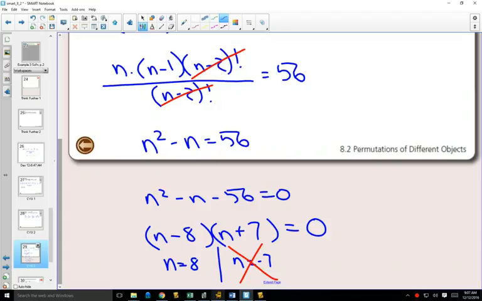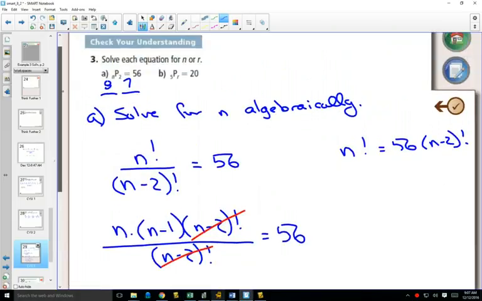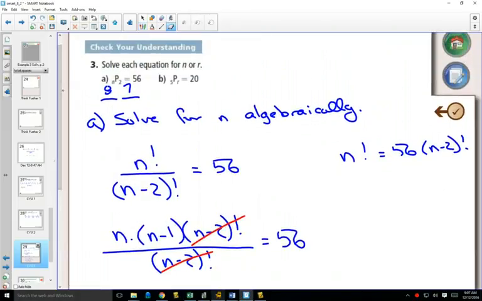So you will get some questions that they will ask you to solve for them algebraically. You will also get some questions that they won't ask you to solve for them algebraically, because there isn't a good algebraic method to do it. And that's what happens in part B. Part B.